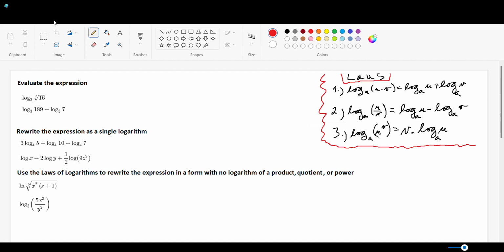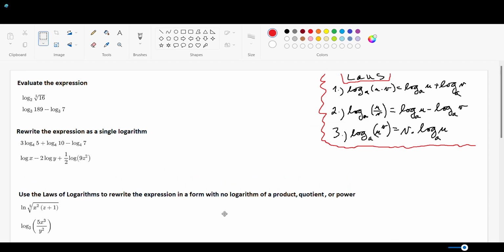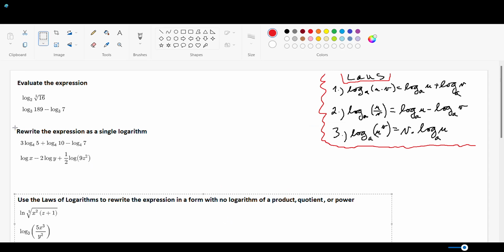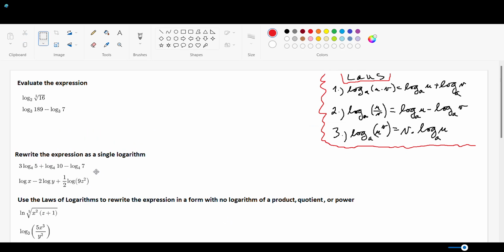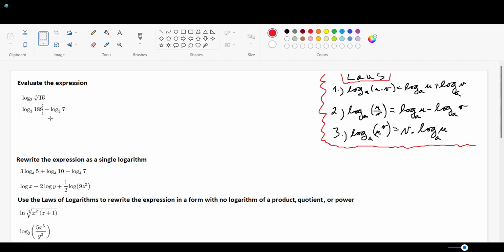So let's start with the first exercise, which is about evaluating the expression. But before I do, I want to make some more space here. So let's have a look at our first expression. And of course, we will try to find a number when we evaluate this expression.